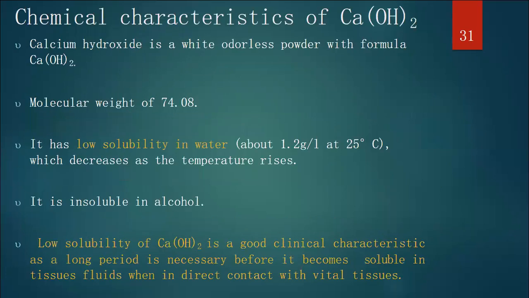Chemical characteristics of calcium hydroxide. Calcium hydroxide is a white odorless powder with the formula Ca(OH)2 and a molecular weight of 74.08. It has low solubility in water, about 1.2 grams per liter at 25 degrees centigrade, which decreases as the temperature rises. It is insoluble in alcohol. Low solubility of calcium hydroxide is a good clinical characteristic, as a long period is necessary before it becomes soluble in tissue fluid when in direct contact with vital tissues.